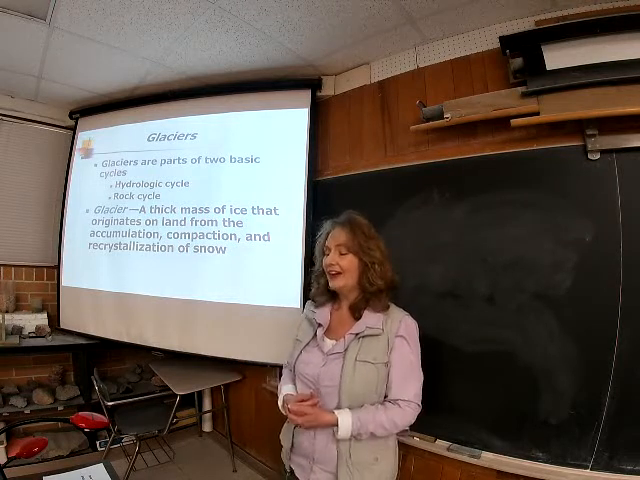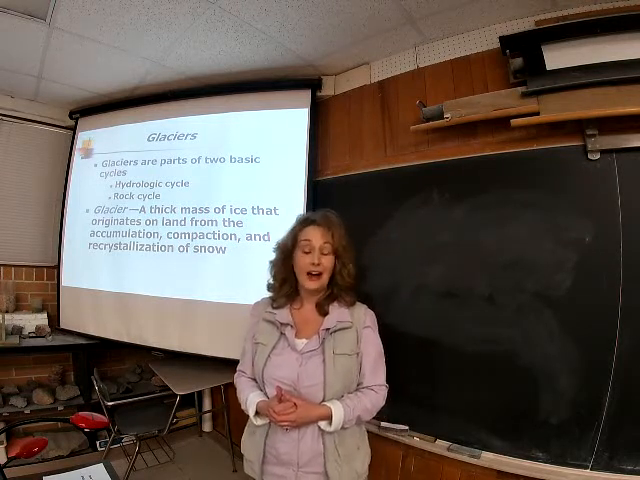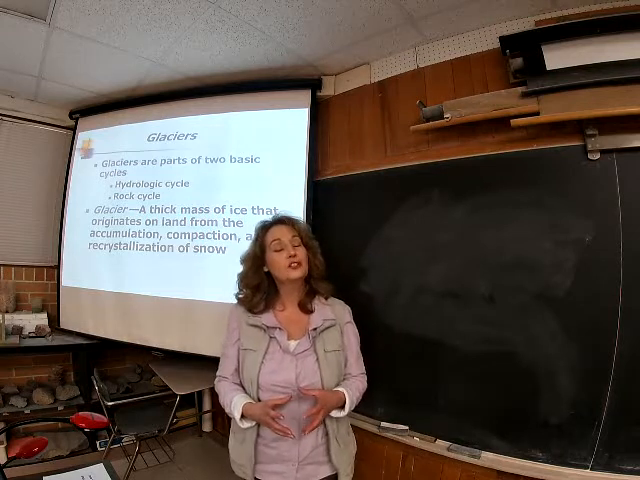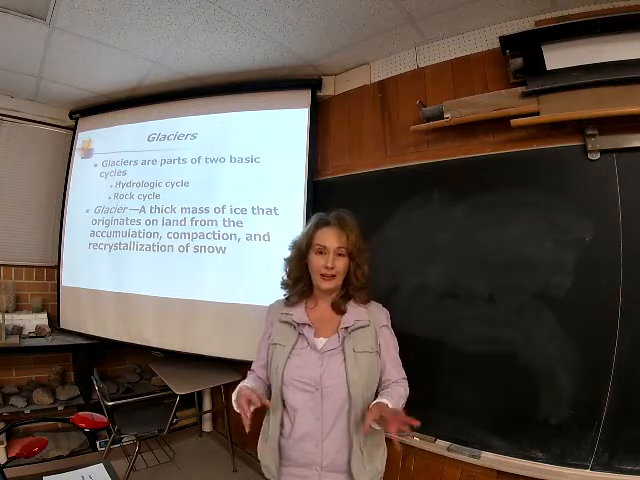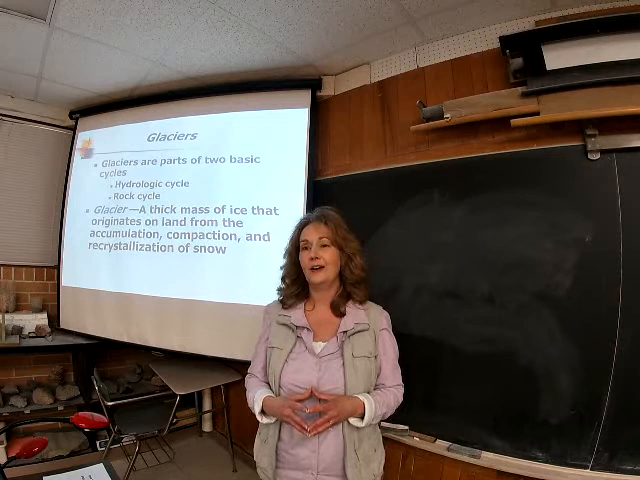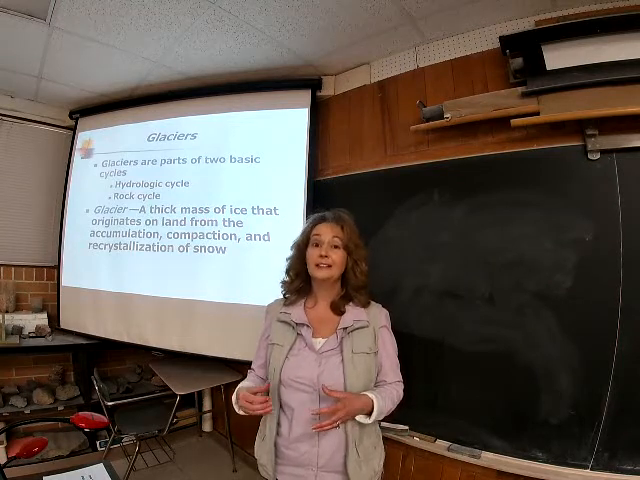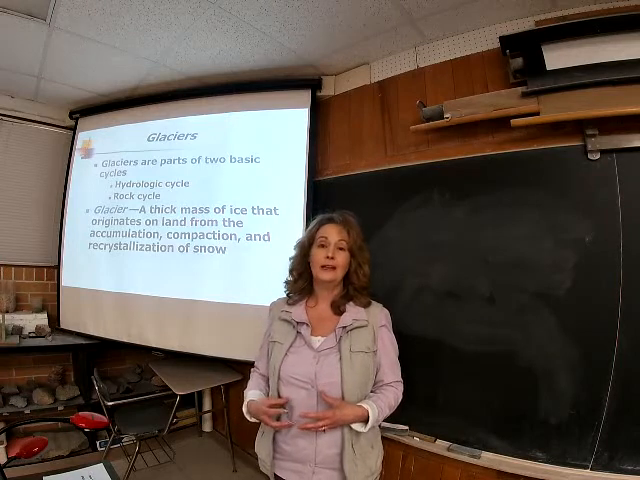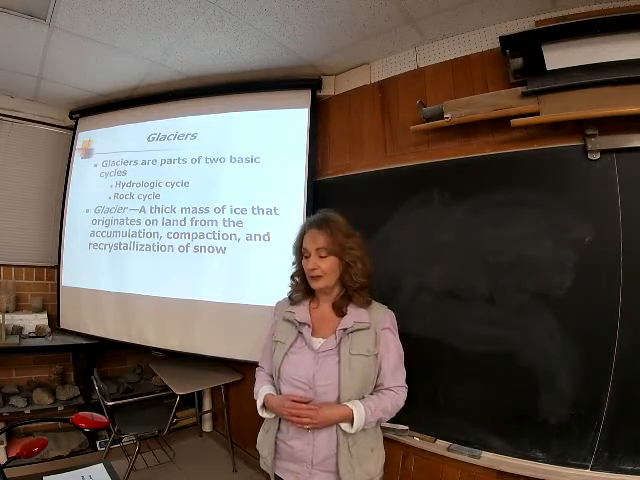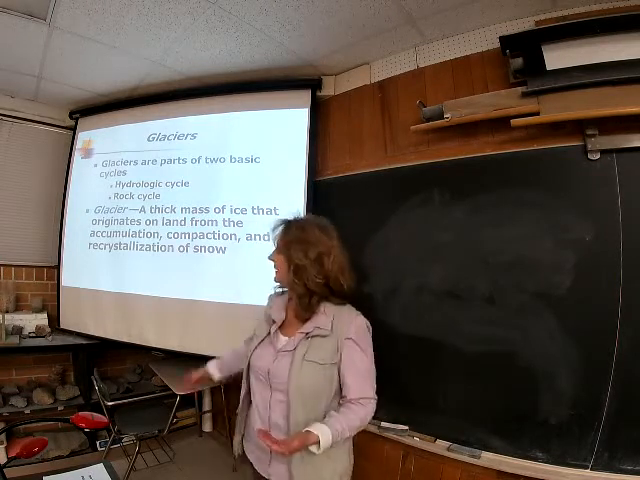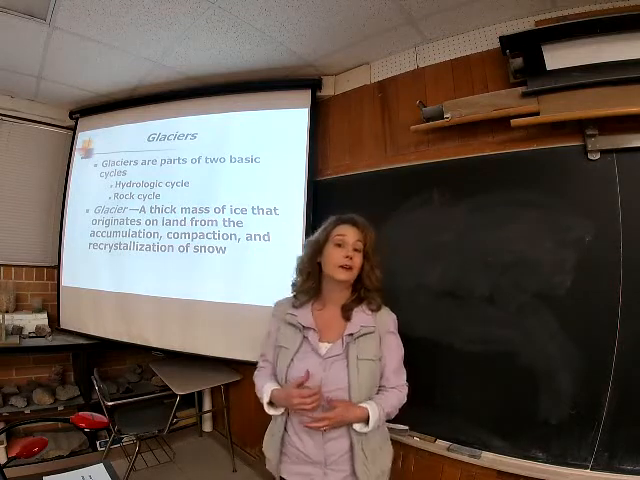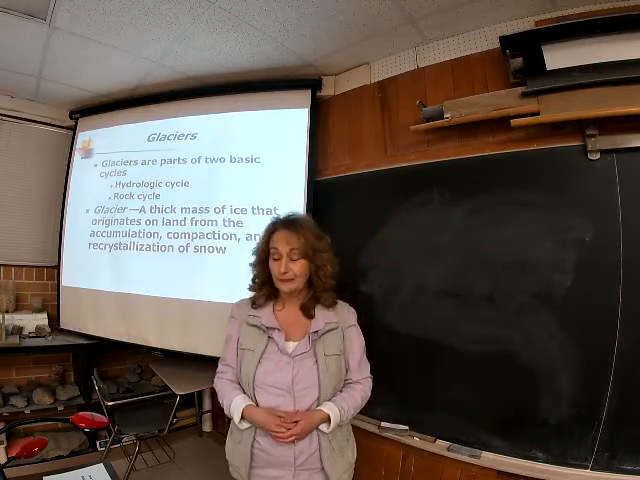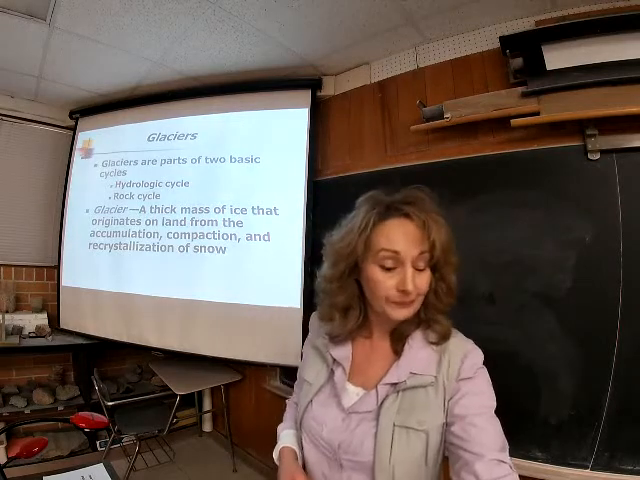So glaciers are a thick mass of ice. They originate on land though. Any ice that we see out on the ocean floating around is called sea ice. The actual glaciers are forming and accumulating up on land surfaces, from the accumulation, the compaction, and then the recrystallization of the snow.